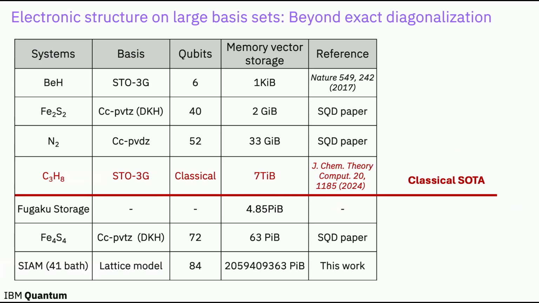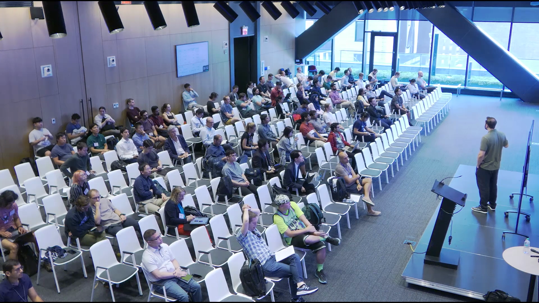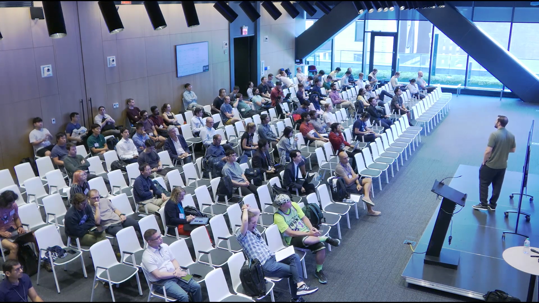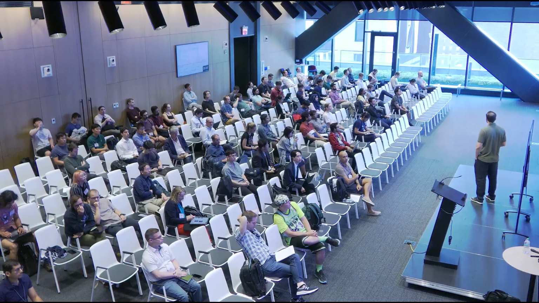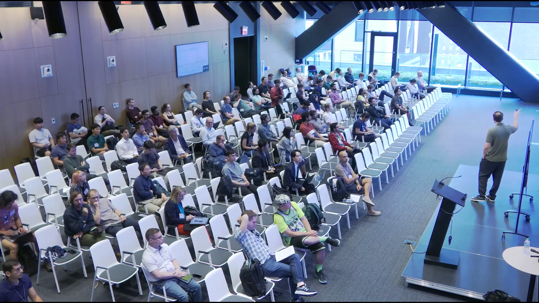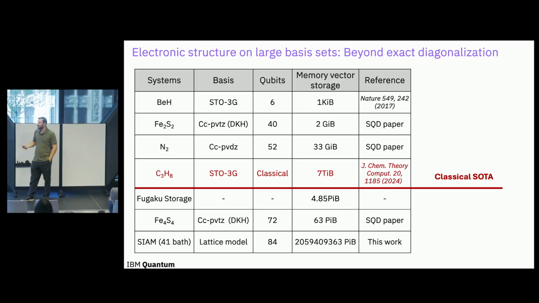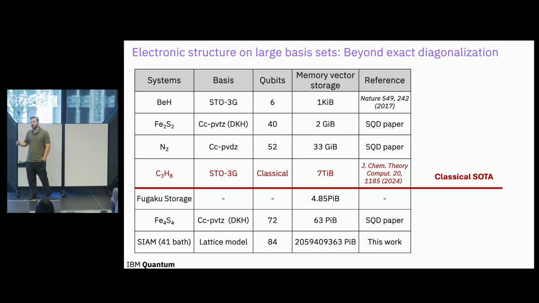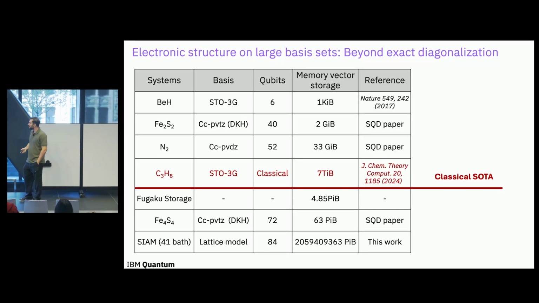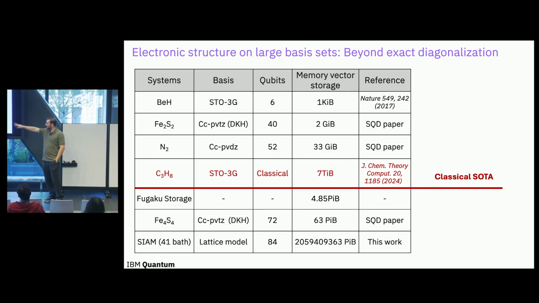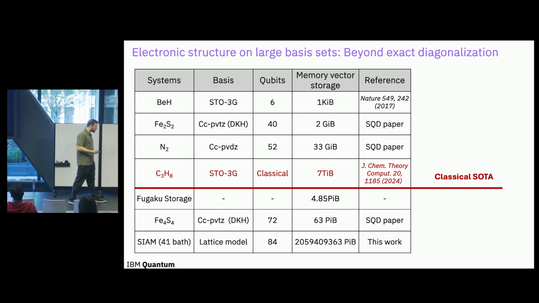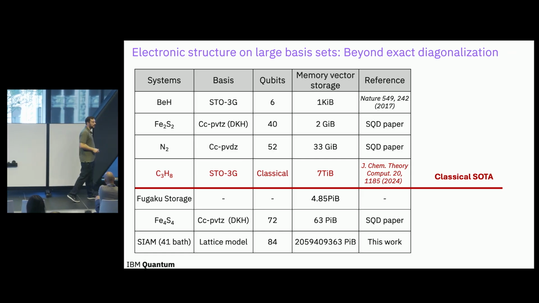Okay, and then what we say is that these systems that we're doing are beyond exact diagonalization. What we mean is that the kinds of system sizes that we are doing are not amenable to classical exact diagonalization methods. This system that you see in red here is the classical state-of-the-art for classical ED methods. And the kinds of system sizes that we're doing are well beyond that and well beyond the memory storage of the current supercomputers.